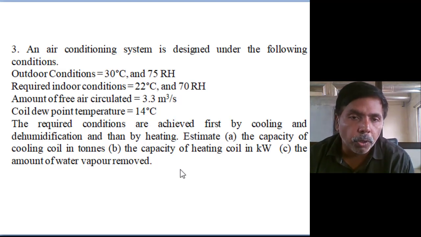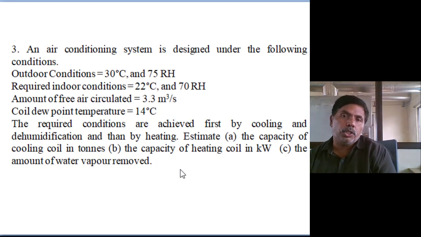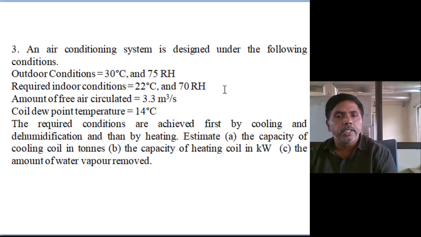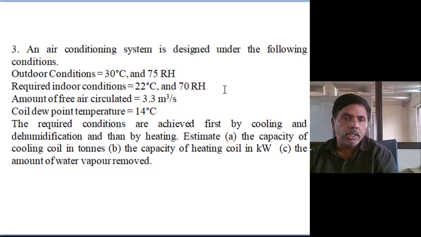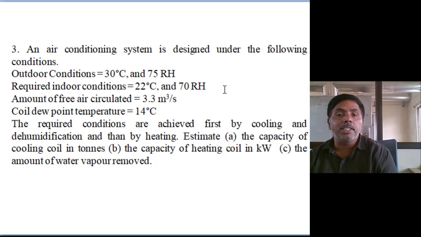Next, coil dew point temperature is 14 degrees. They have given the coil dew point temperature, which means we are doing cooling and dehumidification. Then after that sensible heating will come into the picture, because we moved down to 14 degrees but the comfort is 22, so again we want to do sensible heating. Somewhere here we stop cooling and dehumidification and do the sensible heating. I will show the diagram. It will be easy. The required conditions are achieved first by cooling and dehumidification, and then by heating.